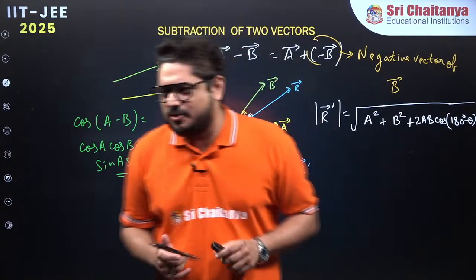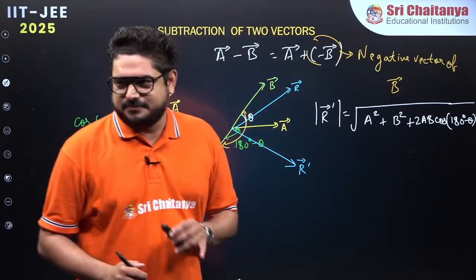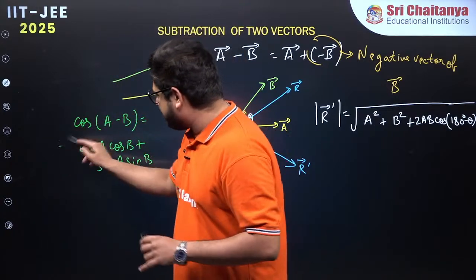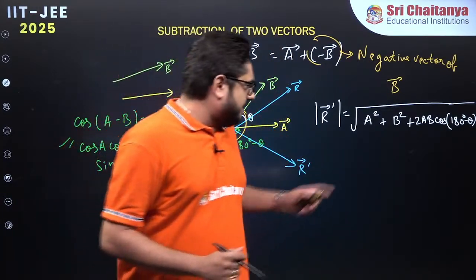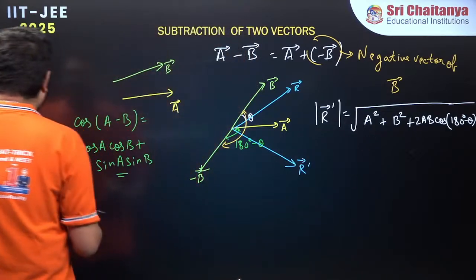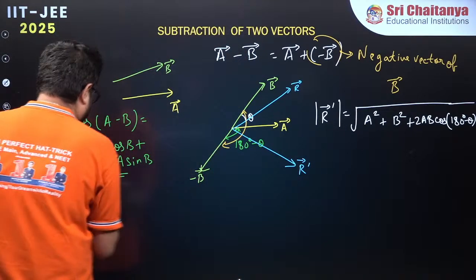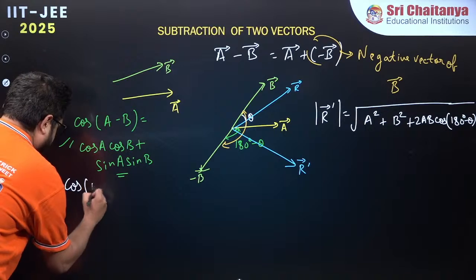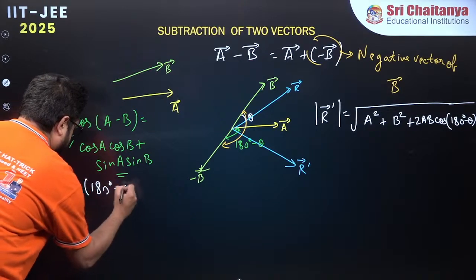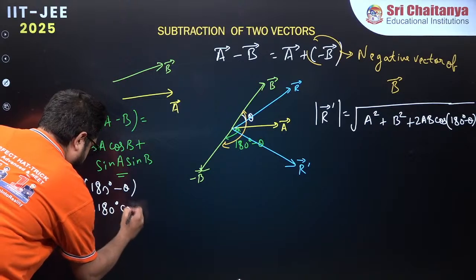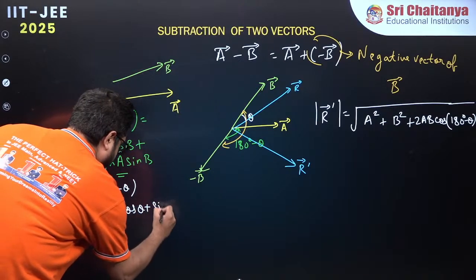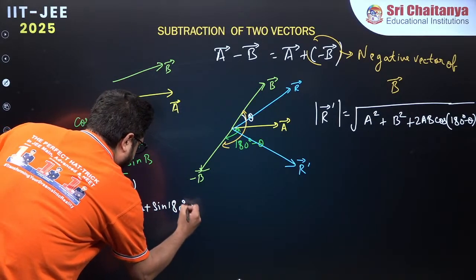So now what are we going to do? Yes, I think they know that. This formula, does everyone know it? Okay, fine. So now you just need to expand it. If I expand this cosine of 180 minus theta, I will be able to find it to be cosine of 180 into cosine of theta plus sine of 180 degrees multiplied by sine of theta, isn't it?